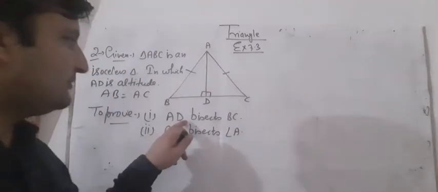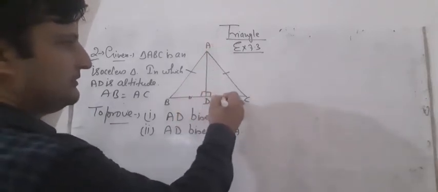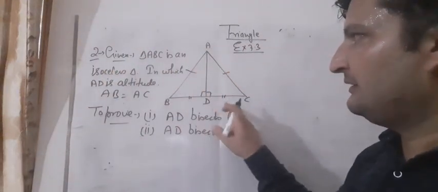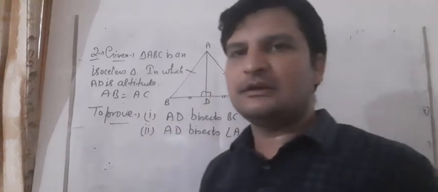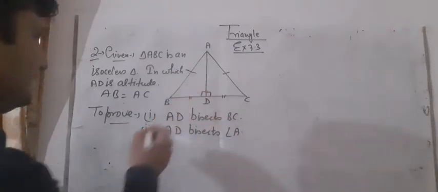So students, in this question we have to prove that AD bisects BC, means this is equal to this. We have to prove it. This is not given, we have to prove it. So I have made a sign. We have to prove that BD is equal to CD. How can we prove it? We will take 2 triangles and we will prove these 2 triangles congruent.